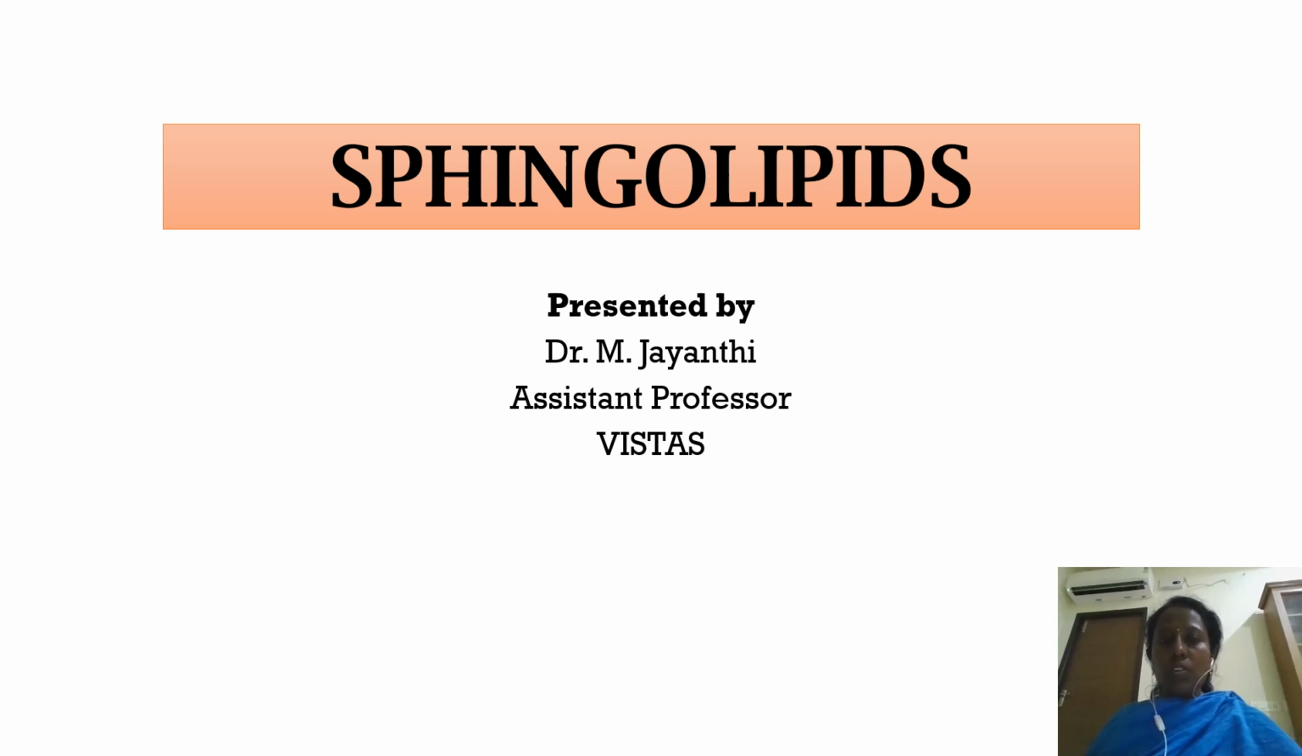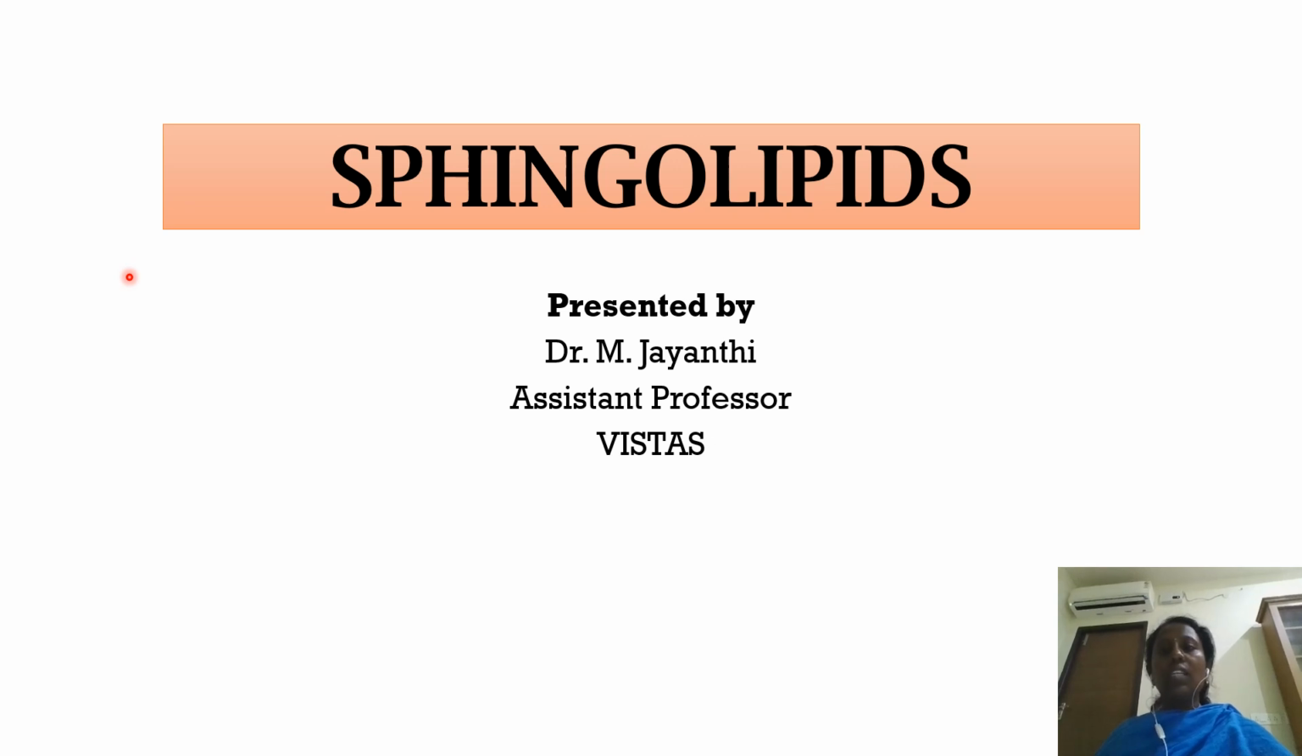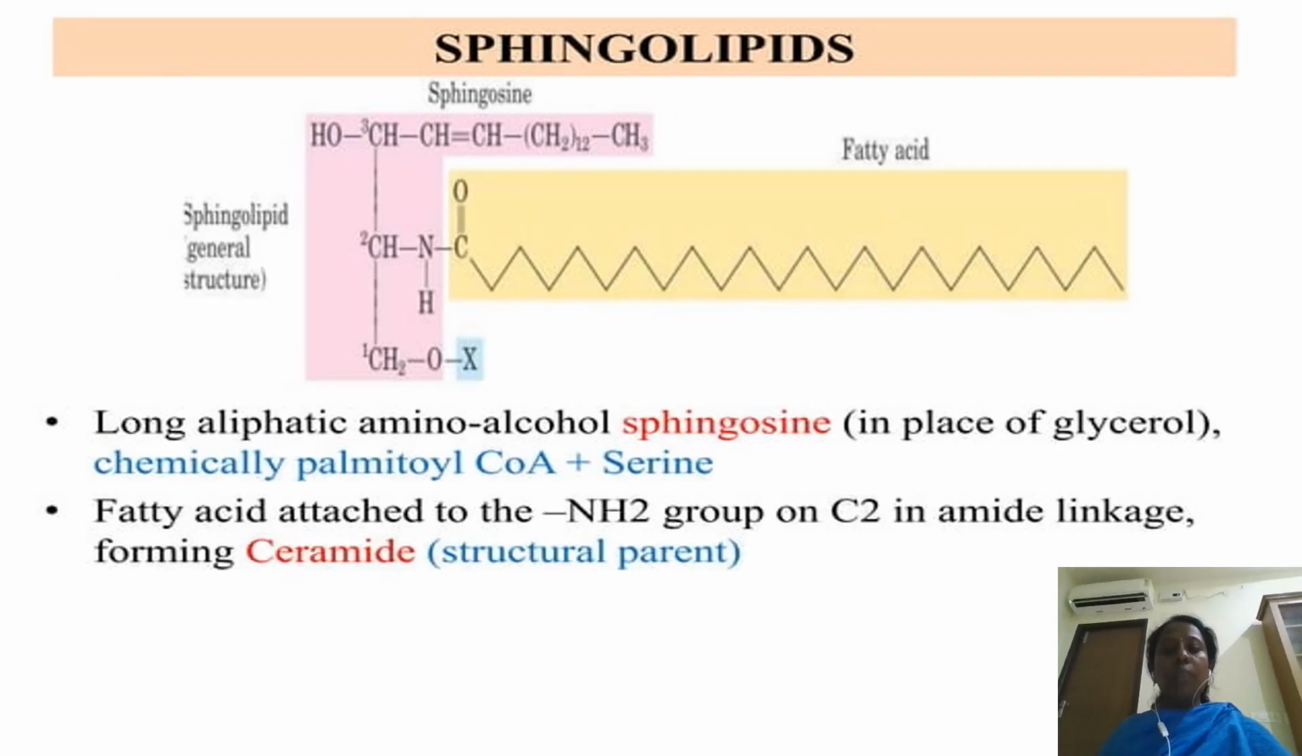Today our topic is on sphingolipids. Normally, lipids are one of the classes of lipids, and generally in the structure of lipids, we have the backbone of glycerol along with the fatty acid chains. Whereas in place of glycerol, we have a long aliphatic amino alcohol known as sphingosine. So instead of glycerol as a backbone, we have sphingosine as a backbone.